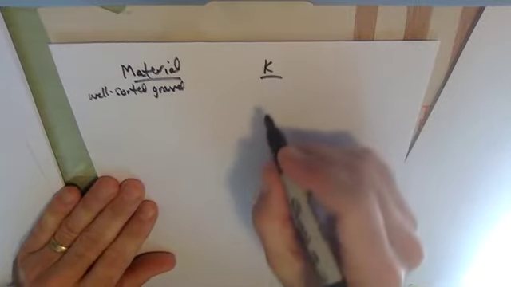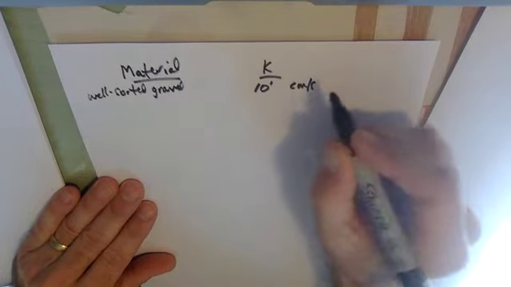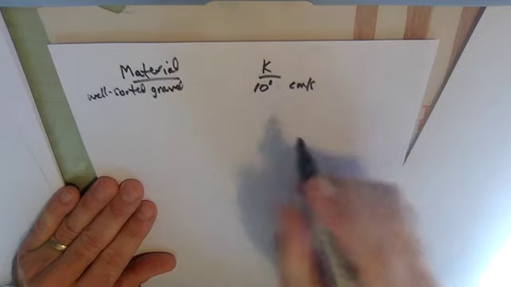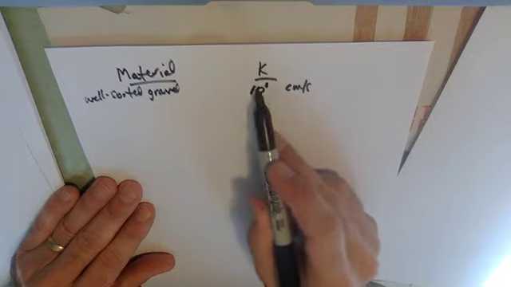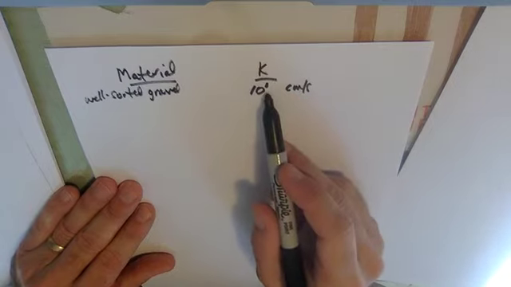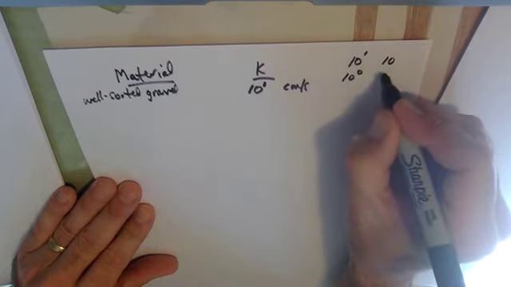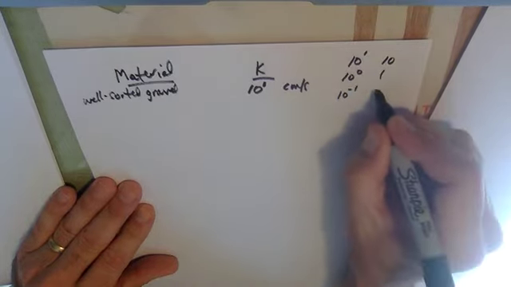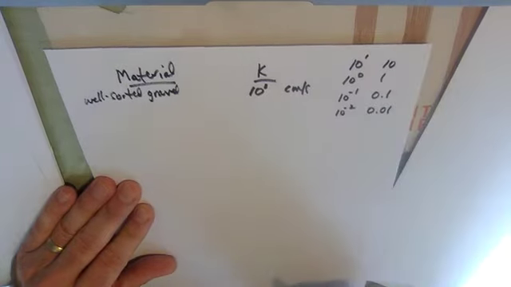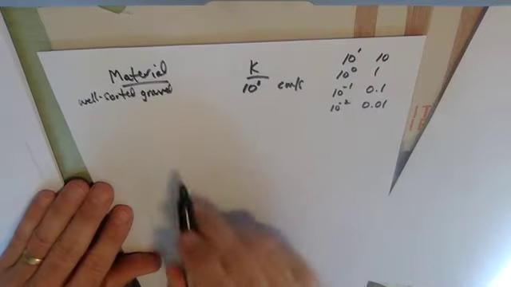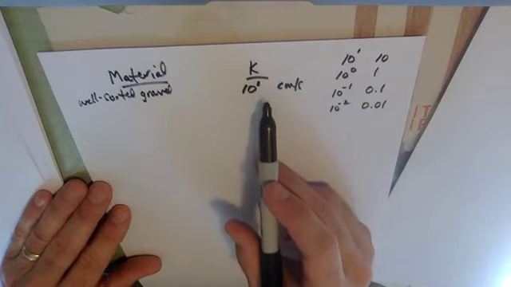Well-sorted gravel can have a hydraulic conductivity, say, of 10 to the first centimeters per second. And if you're not used to these exponents, it basically is telling you how many zeros you have there. So 10 to the first would be 10. 10 to the 0 would be 1. 10 to the minus 1 would be 0.1. 10 to the minus 2 would be 0.01, and so forth. So a well-sorted gravel could have about as high a hydraulic conductivity as you'll ever see in nature, which is about 10 to the first.